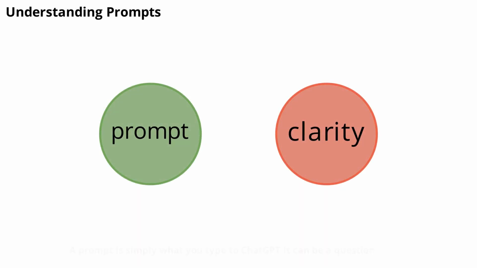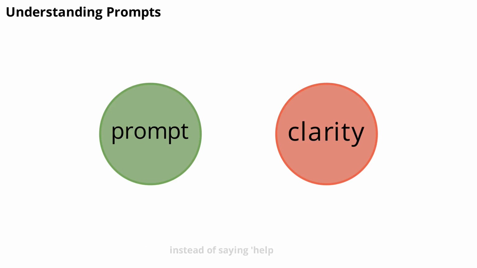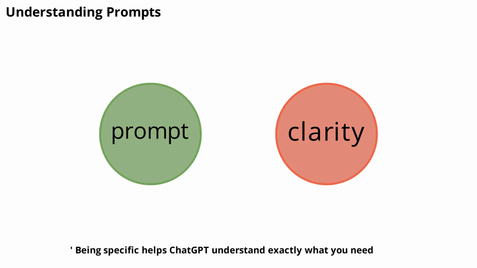A prompt is simply what you type to ChatGPT. It can be a question, a statement, or even a command. The clearer your prompt, the better the response you'll get. For example, instead of saying "help," try, "Can you help me write a birthday message?" Being specific helps ChatGPT understand exactly what you need. In the next scene, we'll look at some examples of effective prompts.